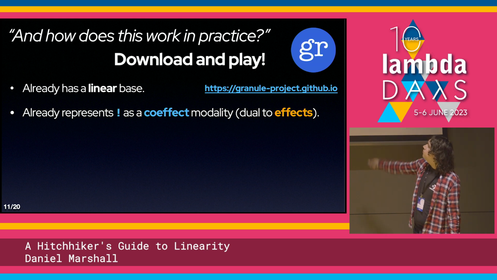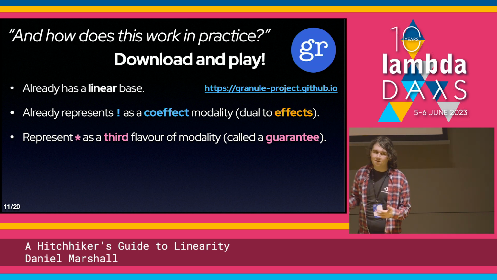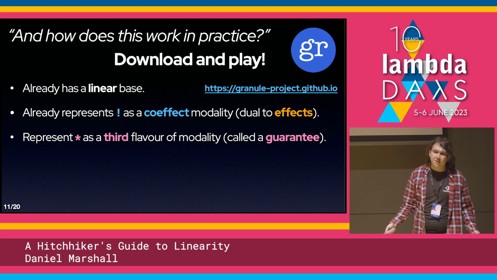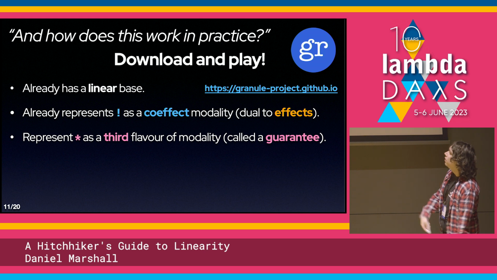Now, in addition to those two flavors of modality, effects and co-effects, we had a third flavor, which is for things that behave like this star, that behave like uniqueness. We call them guarantees because what they're trying to do is guarantee that some property holds in the past rather than the future, as co-effects do.